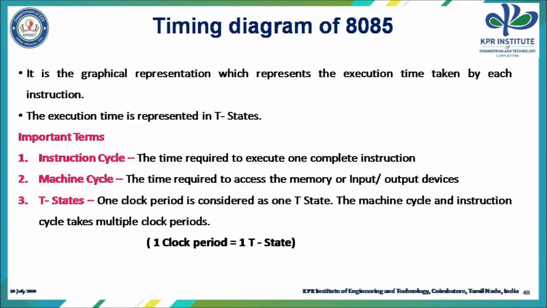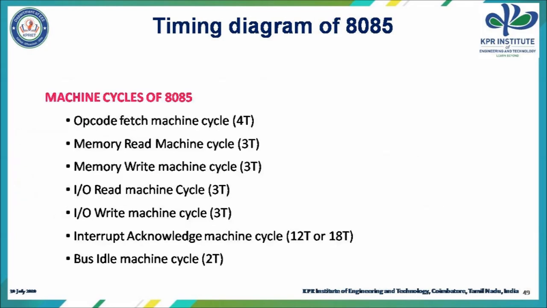Now let us see the machine cycles of 8085 processor in detail and how to draw the timing diagram of those machine cycles. There are 7 machine cycles in 8085 microprocessor, namely opcode fetch machine cycle, memory read machine cycle, memory write machine cycle, IO read machine cycle, IO write machine cycle, interrupt acknowledge machine cycle and bus idle machine cycle.